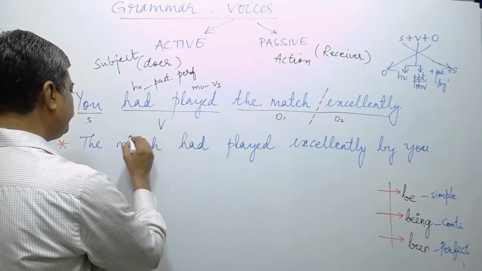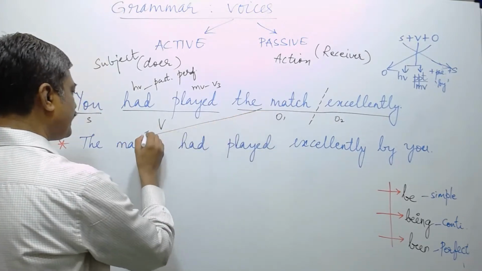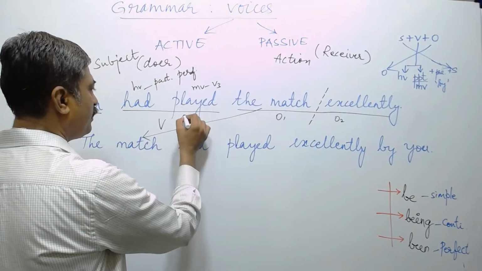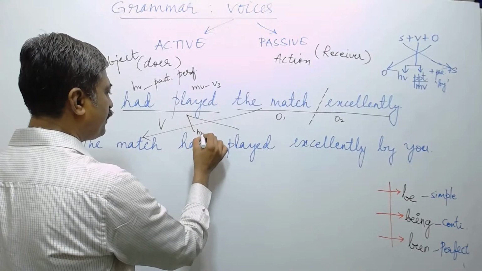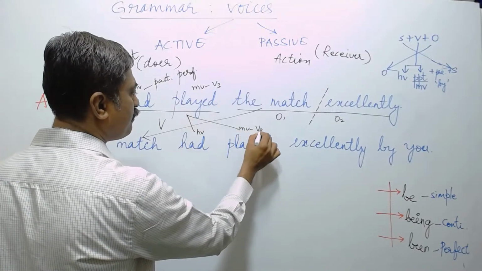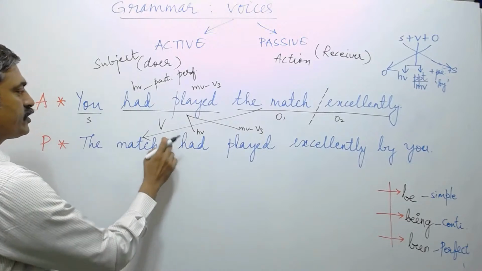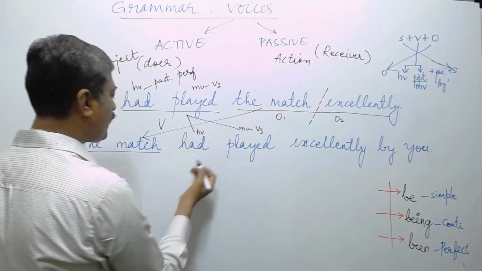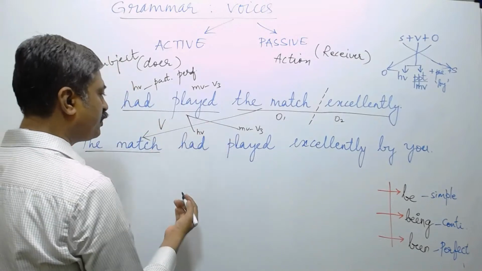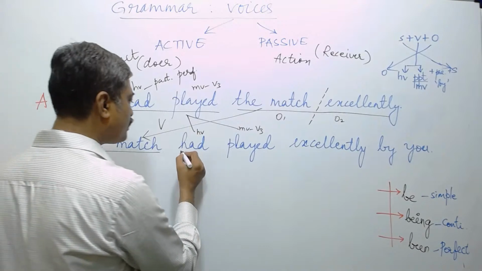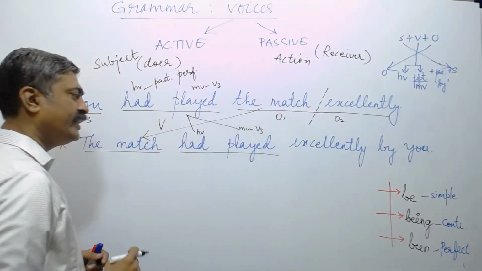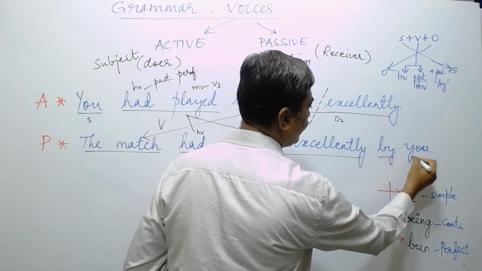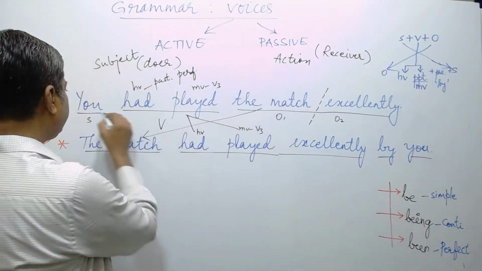Now, have you brought it? Like this is here, just using the arrow marks. The match. Next, the verb gets split into two, the helping verb and the main verb. The main verb is the participle of the main verb, right? Then had, as I told you, is the only verb in past perfect that qualifies both singular as well as plural nouns. And so had and the past participle, which is V3. How was it played? Excellently. And then by.